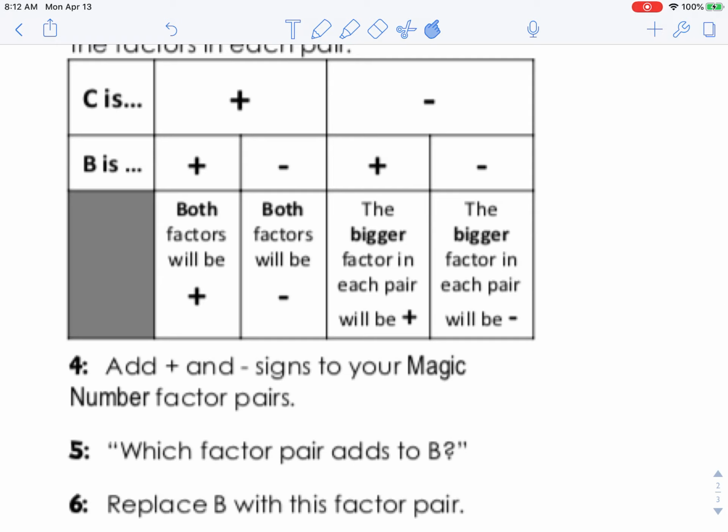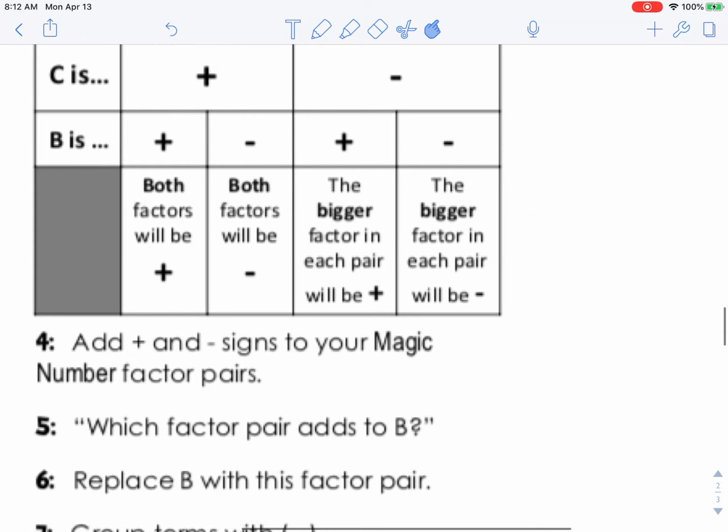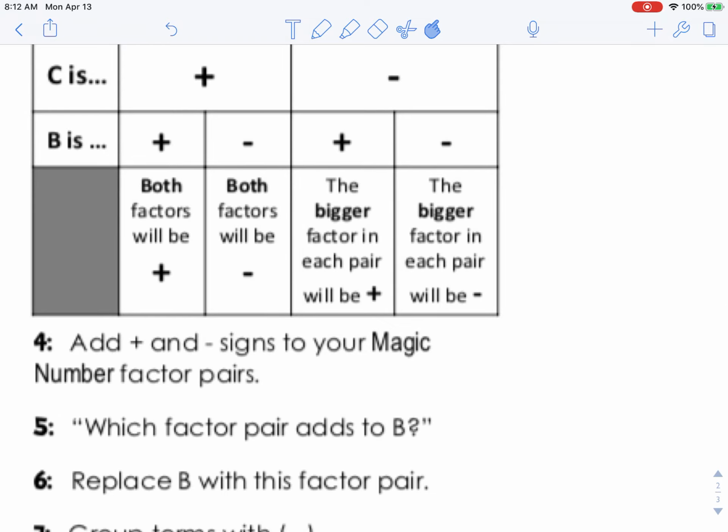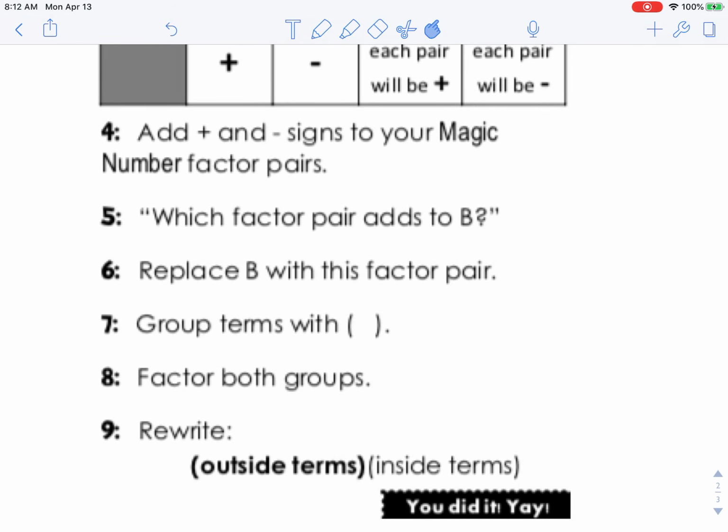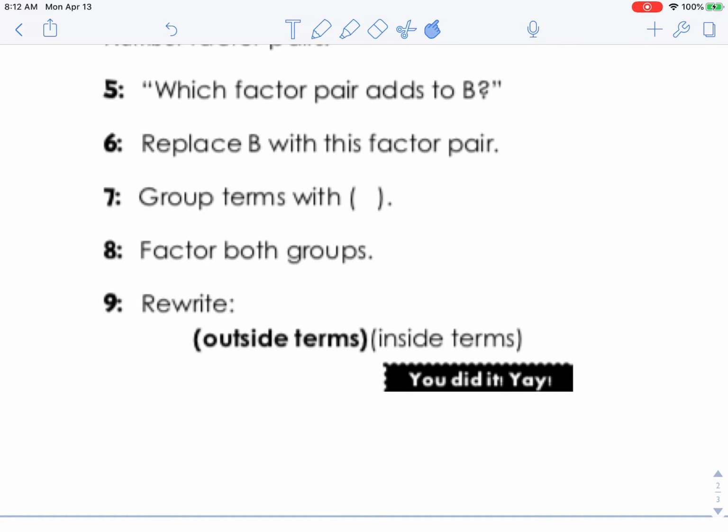If C is positive and B is positive, both our factors will be positive. If C is positive and B is negative, both factors will be negative. And then when C is negative and B is positive, the bigger factor will be positive. When C is negative and B is negative, the bigger factor will be negative. Then we're going to add those plus and minus signs to that magic number factor pairs and see which pair adds up to our B.